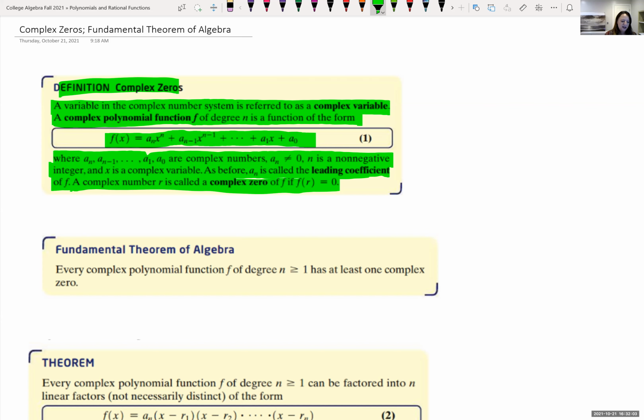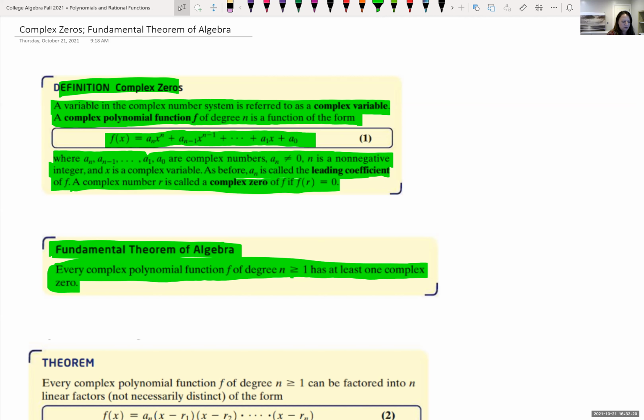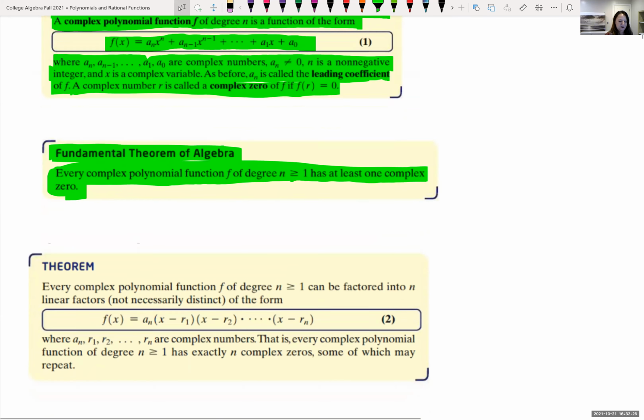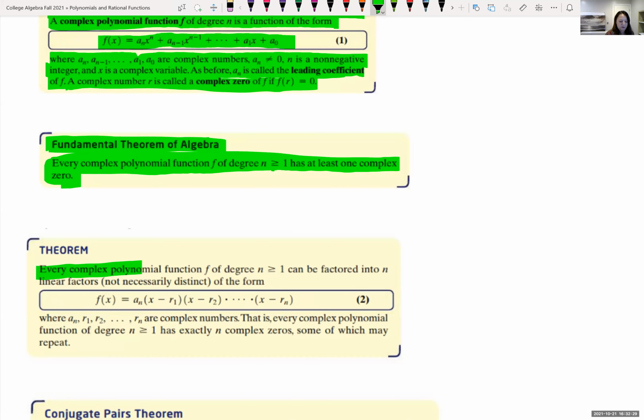So just remember that. Fundamental theorem of algebra. So this must be important. This says every complex polynomial of degree n, where n has to be greater than or equal to 1, has to have at least one complex zero. It actually goes further, and it says every complex polynomial f of degree n greater than or equal to 1 can be factored into n linear factors, not necessarily distinct, because it might have a multiplicity of more than 1, of the form.